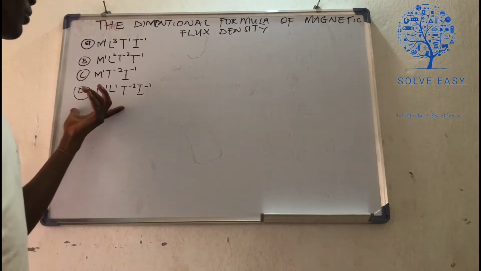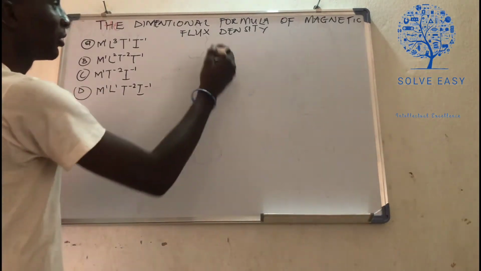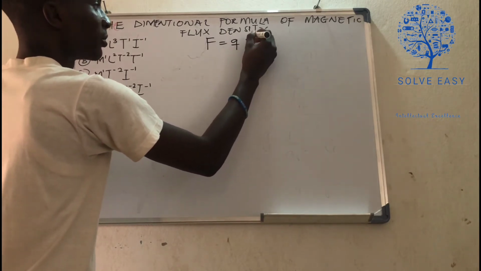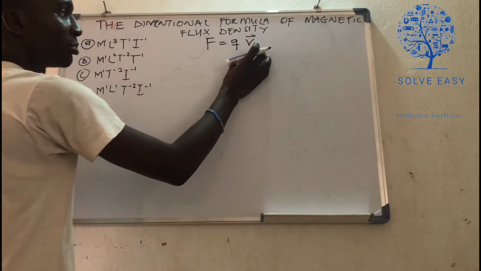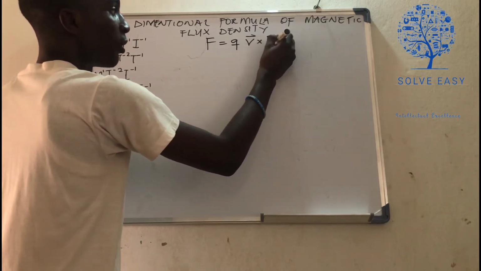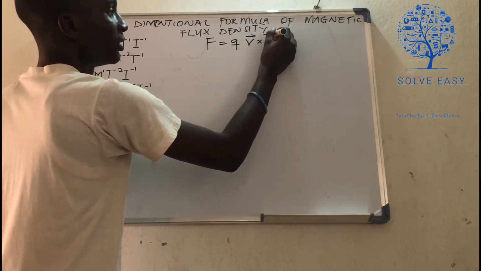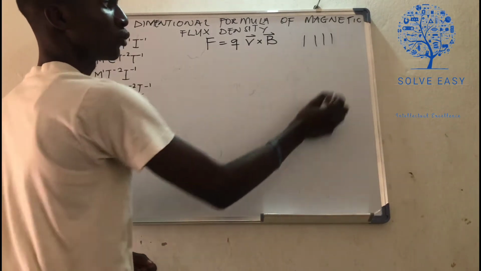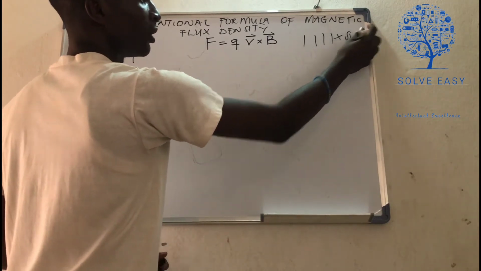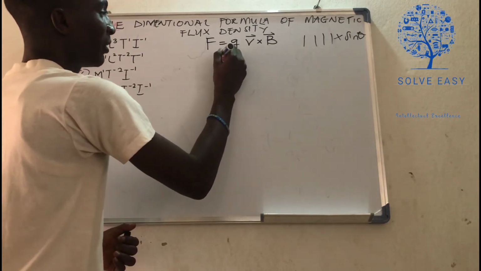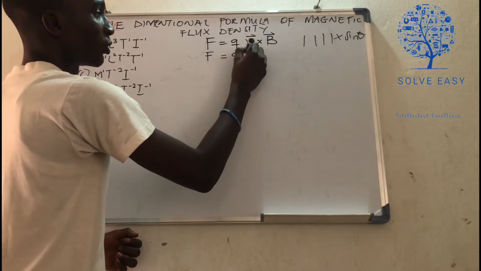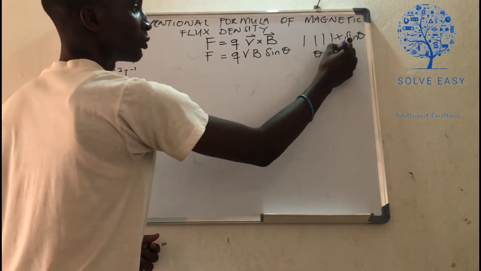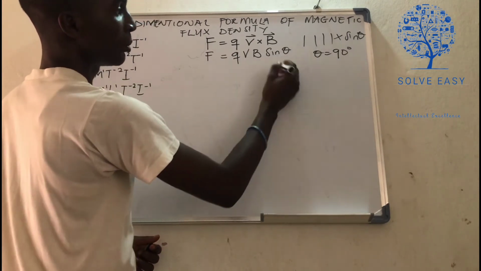Firstly, we know that magnetic force is equal to the quantity of charge multiplied by the vector speed with the cross product of magnetic flux density B. And we know that the cross product between two vectors is equal to the magnitude of those two vectors multiplied by the sine of the angle between them. Then I'm having to modify my equation. I'm having F is equal to QVB sine theta, where theta is equal to 90 degrees. Then sine theta will be equal to 1. So F is equal to QVB.